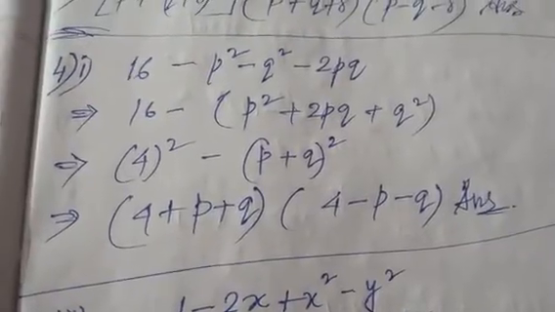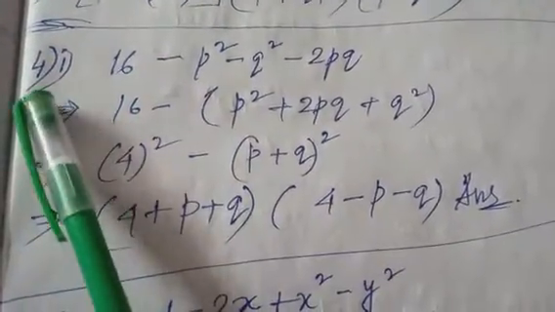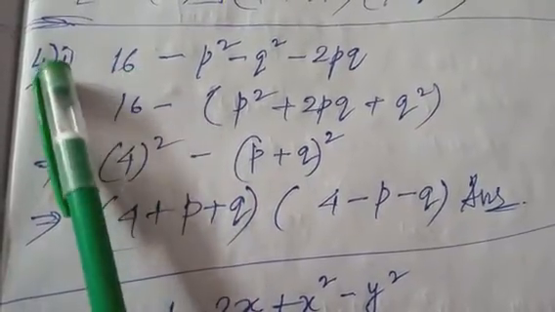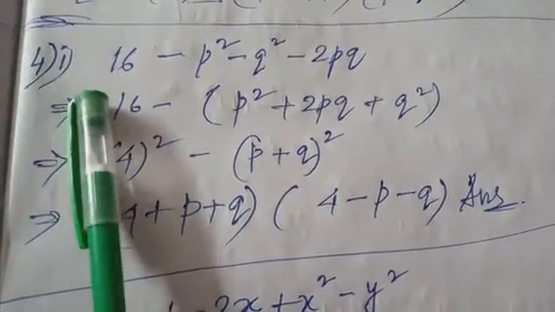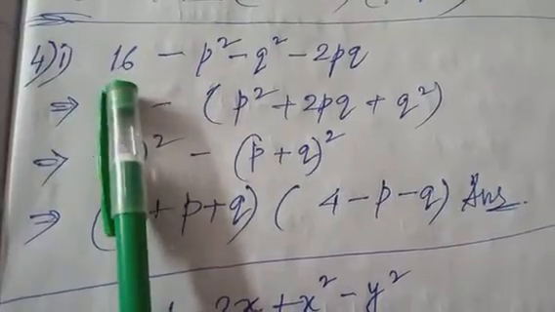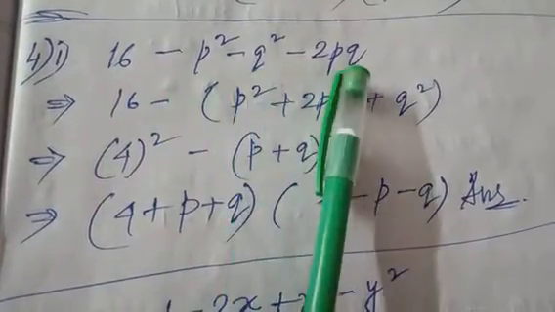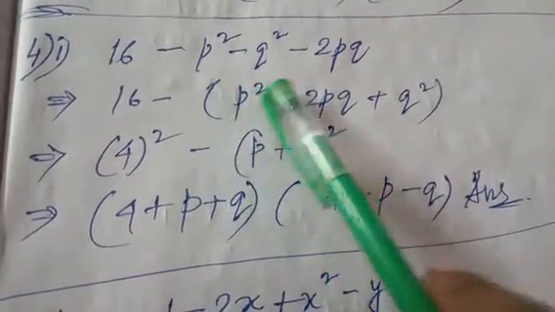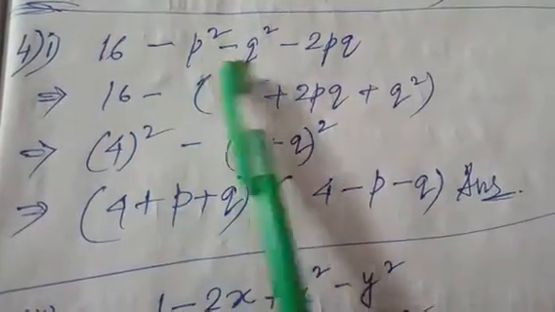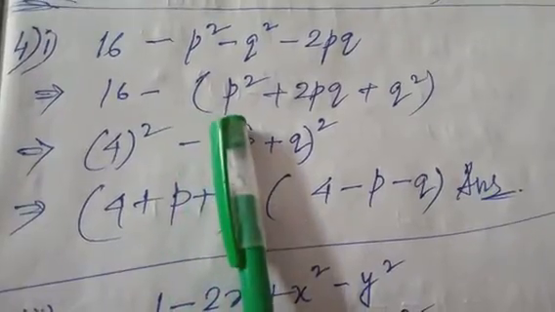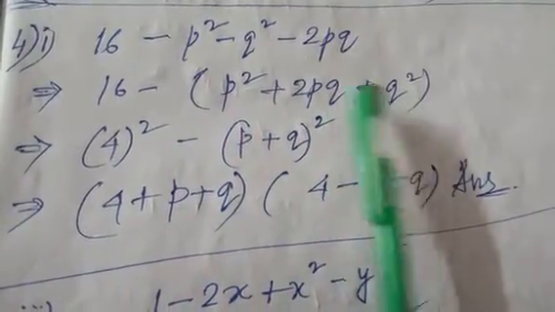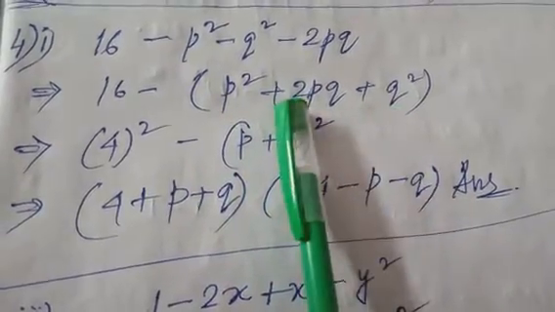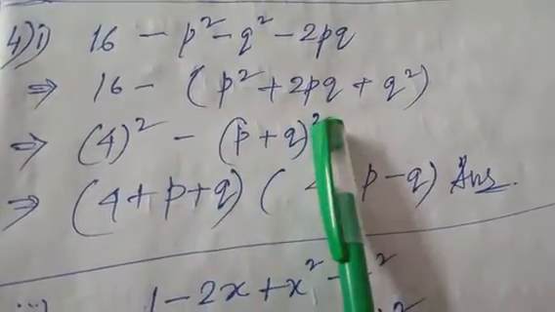Hello students, now we will discuss the factorization chapter, exercise 7.1, sum number 4a1. Now this is 16 minus p square minus q square minus 2pq. So first we have to take a common minus from these three. Then we have p square plus 2pq plus q square. It is a format of a square plus 2ab plus b square, which is a plus b whole square.